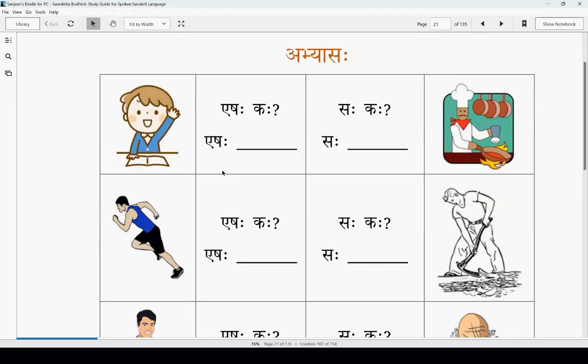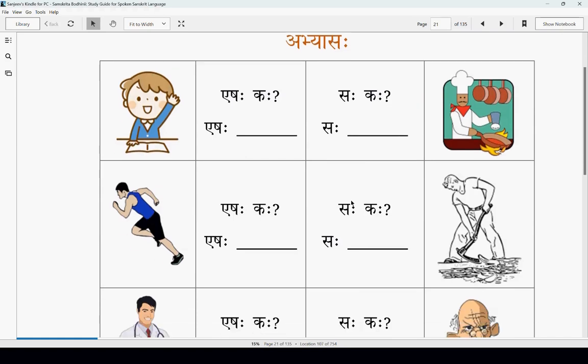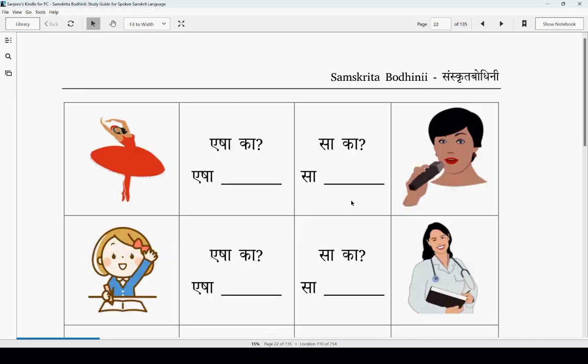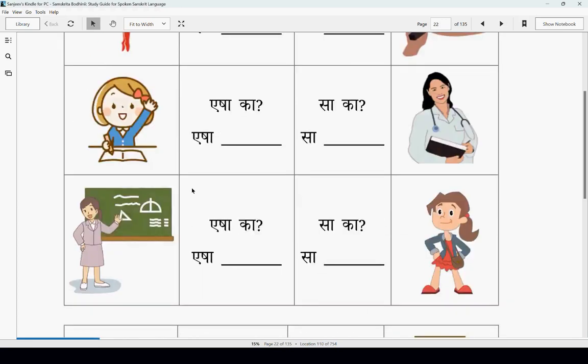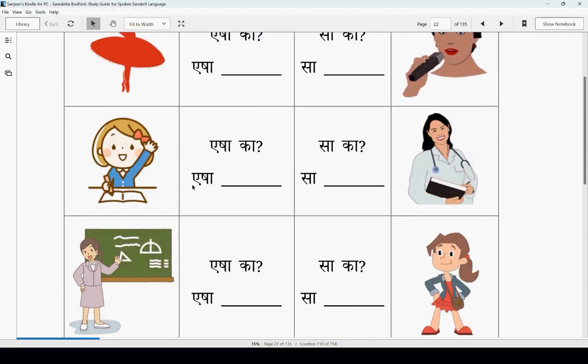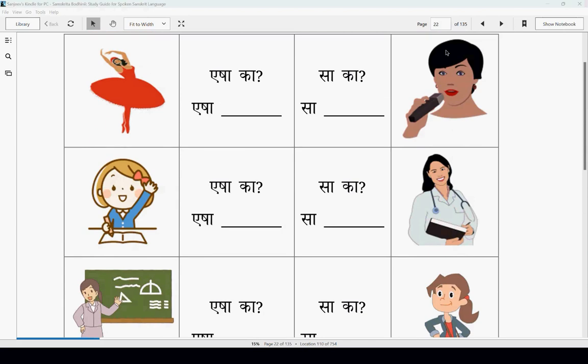So the next one, there are some exercises here, which you can take as homework. Esha, you can fill in the blanks there. Any questions before we stop today?